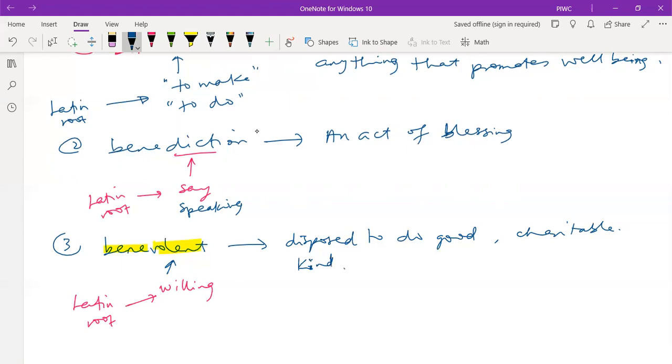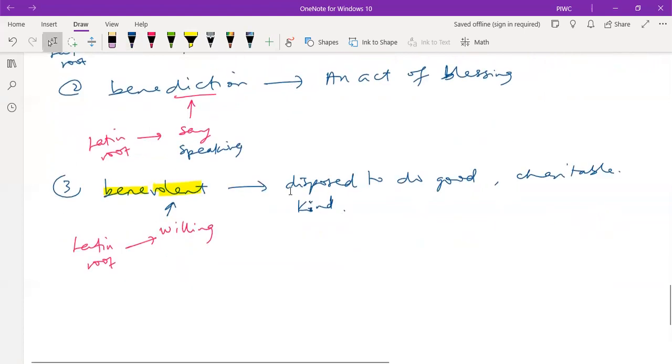Okay. So we can keep going and going and going. Just the word bene. Okay, like benefactor. Another example, benefactor. So you can always break it down. Think about that yourself. What do you think benefactor will mean? Take 30 seconds to think about it.